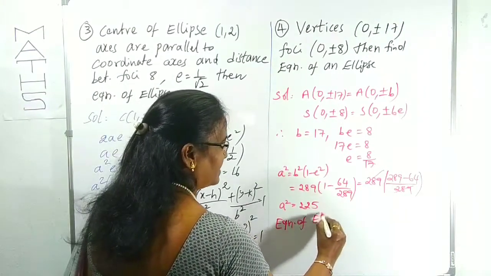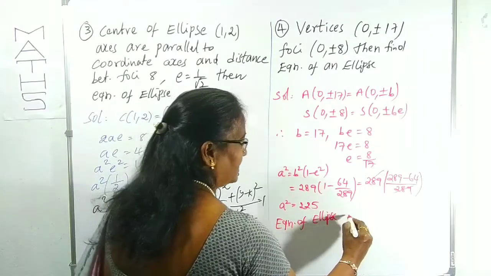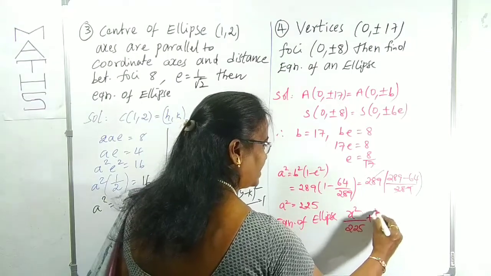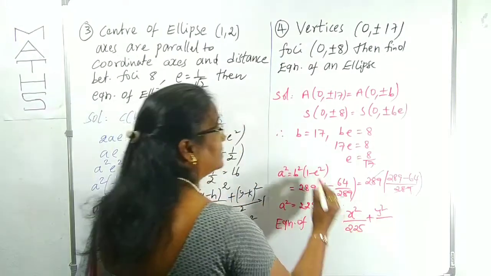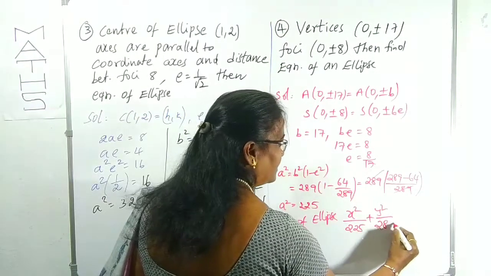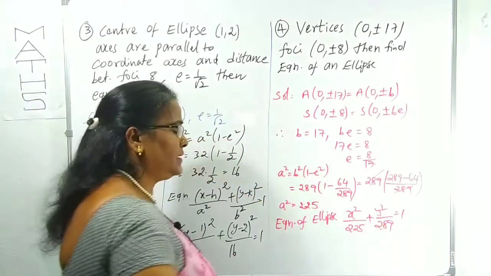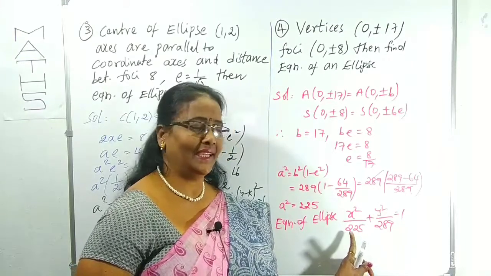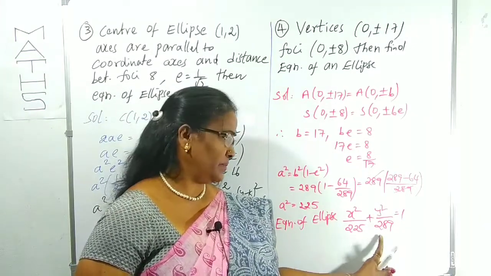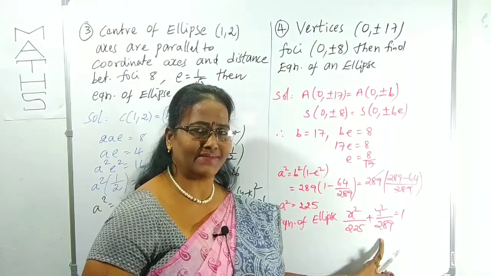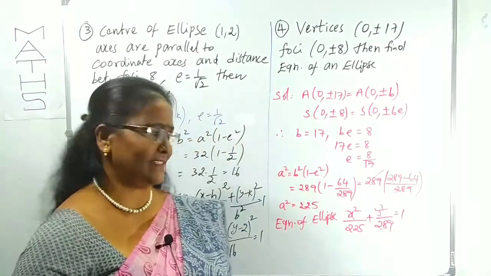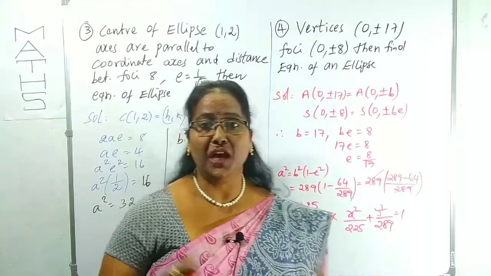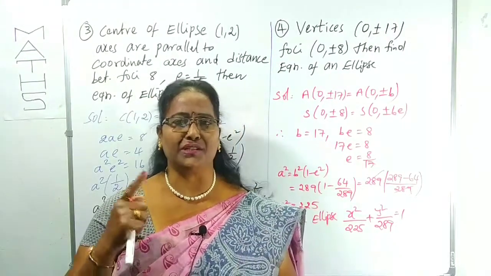Equation of ellipse is x square by 225 plus y square by 289 is equal to 1. You know that clearly a is less than b, because a square is 225, so a is 15, and b square is 289, so b is 17. 15 is clearly less than 17. Clear? Now we have to choose which one to use, that is important.